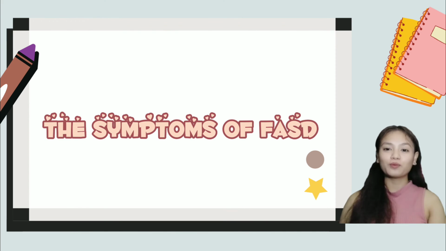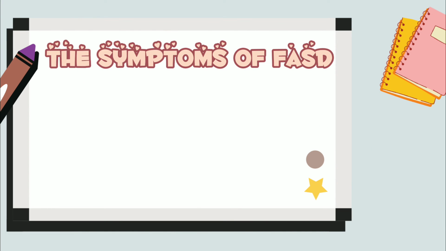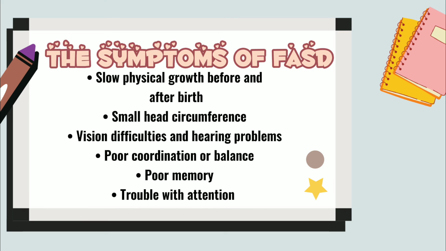These are the symptoms of FASD. The first symptoms of FASD are low physical growth before and after birth, small head circumference, vision difficulties or hearing problems, poor coordination or balance, poor memory, and the last, trouble with attention.